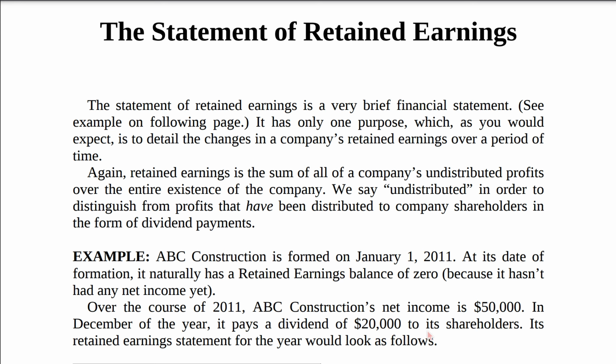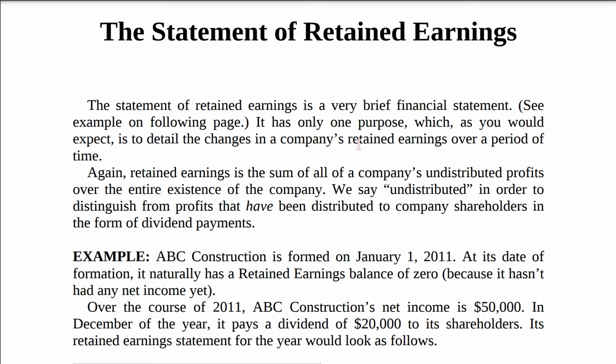Okay, the statement of retained earnings is a very brief financial statement. It has only one purpose, which as you would expect is to detail the changes in the company's retained earnings over a period of time. The purpose of preparing the statement of retained earnings is to look at changes in the retained earnings from previous years to the current year.